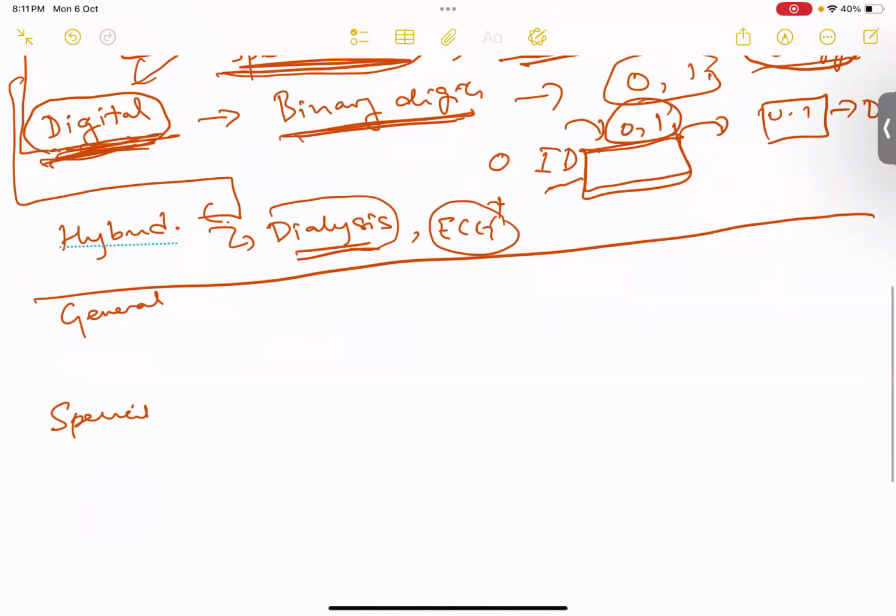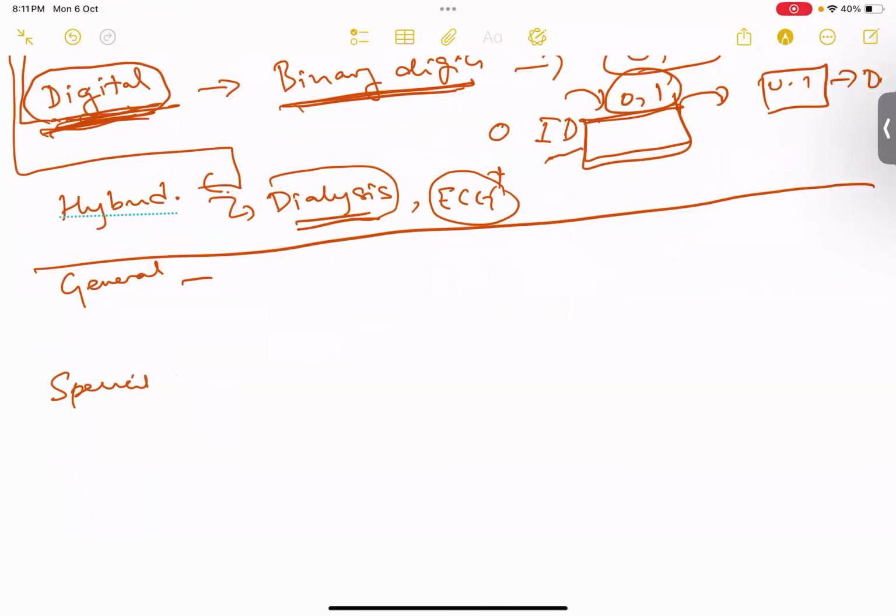Now let's come to general purpose and special purpose. When we say general purpose computer, it simply means it can perform different functions, okay?